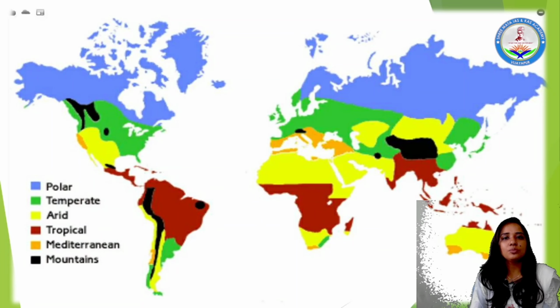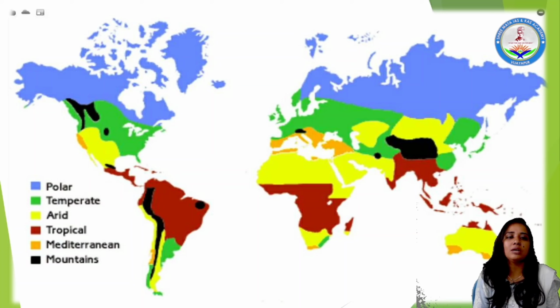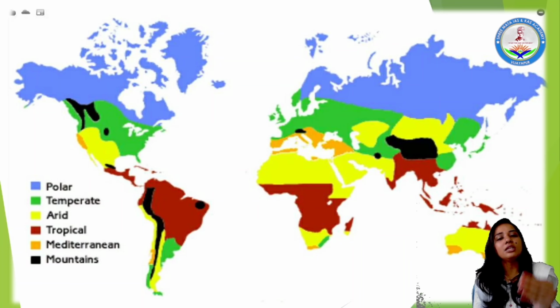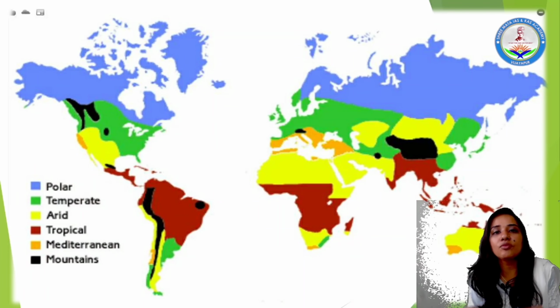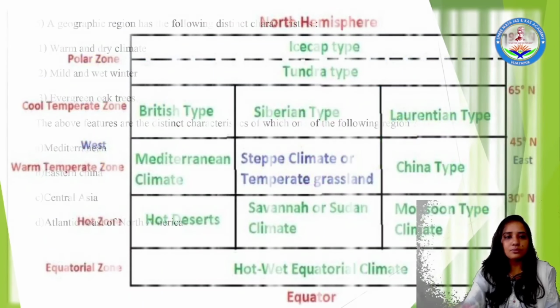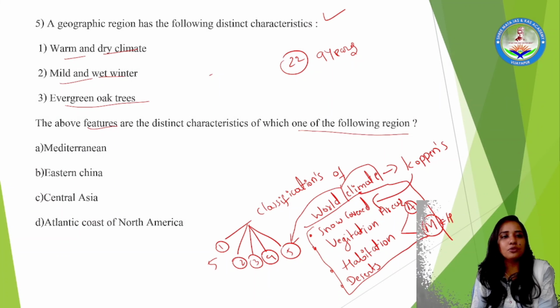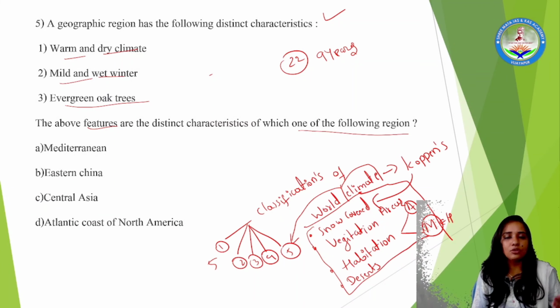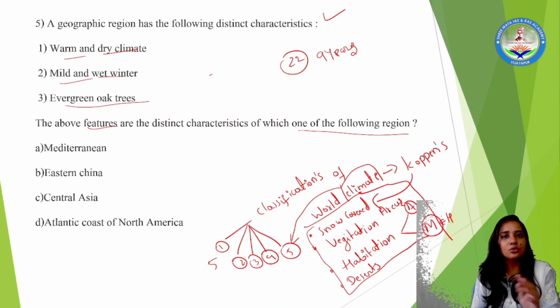This is a map which shows different kinds of regions. The polar region is shown with the blue color, which is mostly covered with glaciers, meaning snow covered regions. The deserts, if you look at it, are covered with the yellow color. The mountainous regions are covered with a black color. So different colors have been given. These are the different 5 regions which have been segregated. If you come to the question, only if you know this static portion will you be able to answer this question properly.